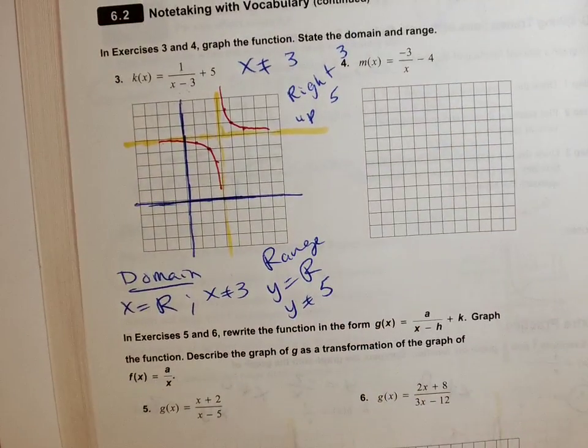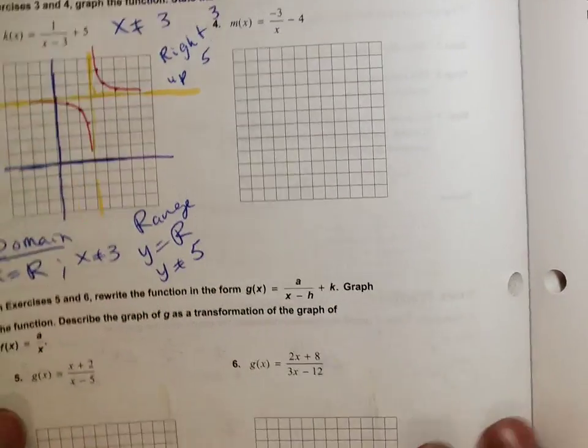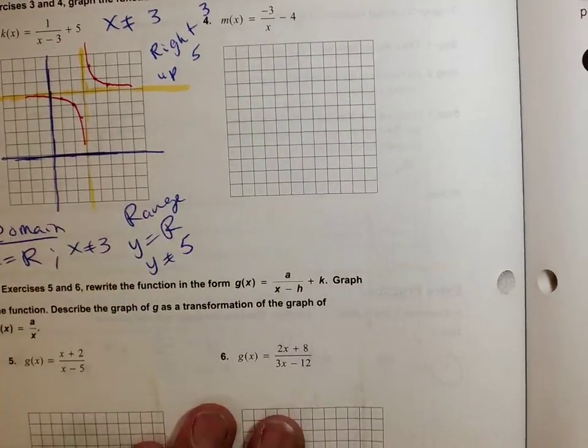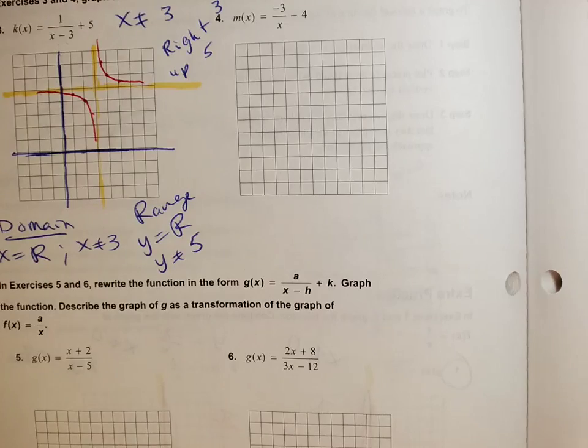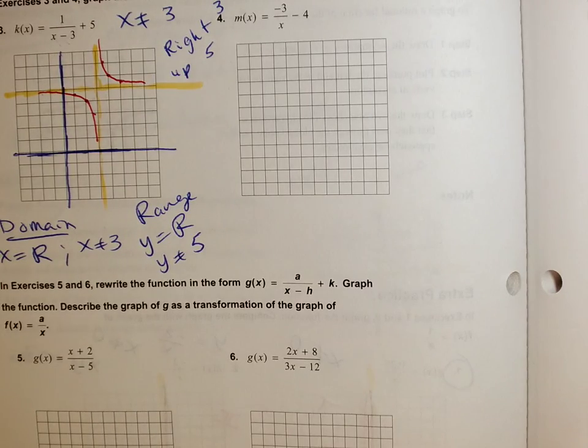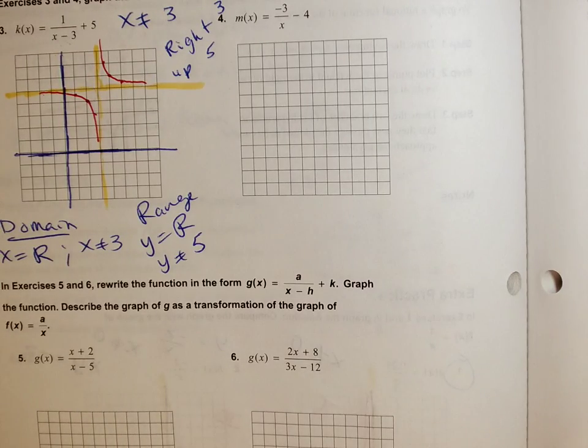Okay, now, let's look at 4. Now what makes 4 different is the negative. Yes, Ben? How do I remember domain? That's my domain, right? Reach for your range, and don't mess with my domain, right?